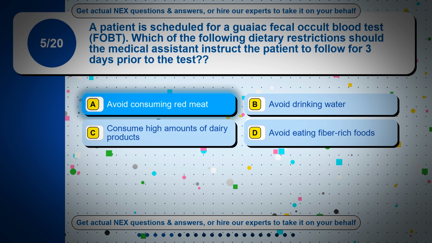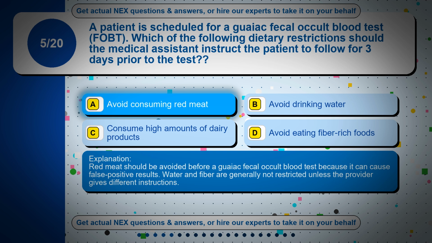The correct answer is option A, avoid consuming red meat. Red meat should be avoided before a guaiac fecal occult blood test because it can cause false positive results. Water and fiber are generally not restricted unless the provider gives different instructions.